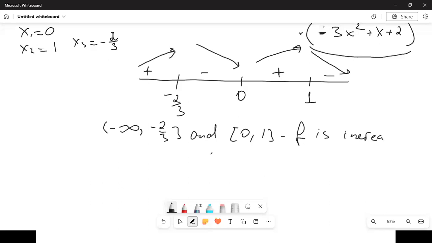Guys, do not use union, right? Because on the union, we don't know whether the function is increasing. It's increasing on both these separate intervals. From minus 2/3 to 0 and from 1 to plus infinity, the function is decreasing.